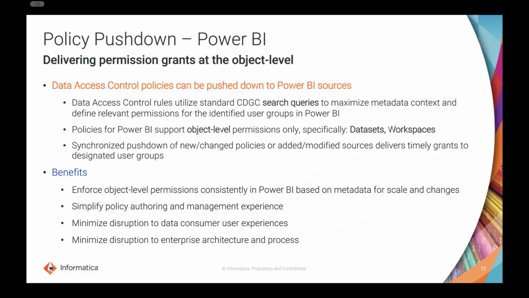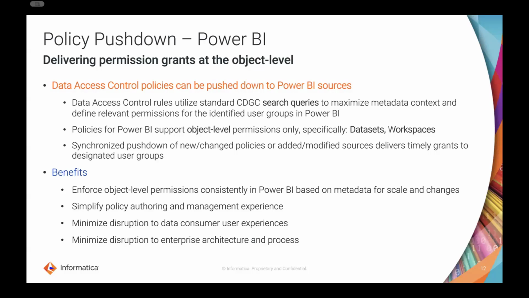Now, the second core feature we're delivering is policy push down, which is basically delivering permission grants at the object level, and doing it now to Power BI. So it's expanding on the available cloud data platforms that we can protect. Data access control rules utilize standard CDGC search queries, maximize the metadata context, and help us find relevant permissions for identified user groups that exist within Power BI.